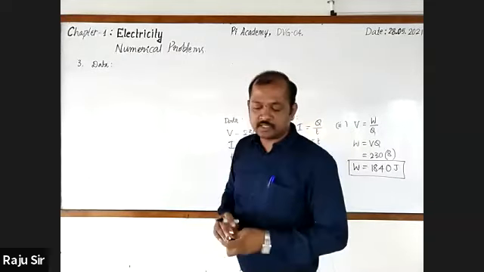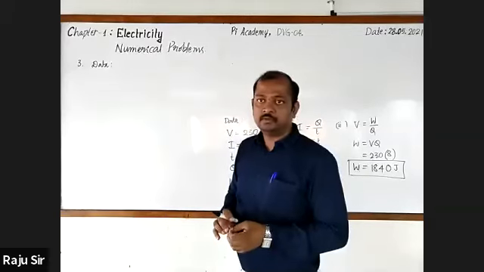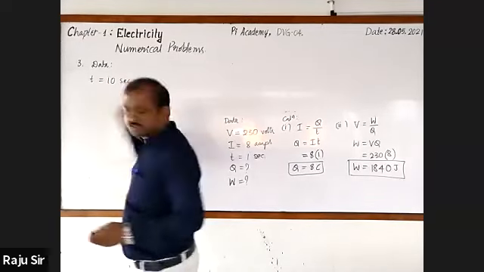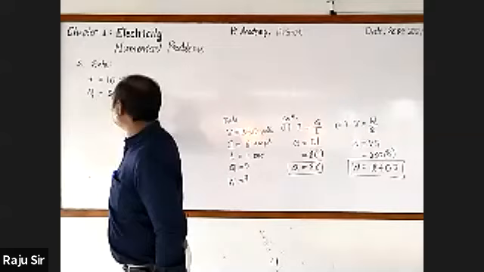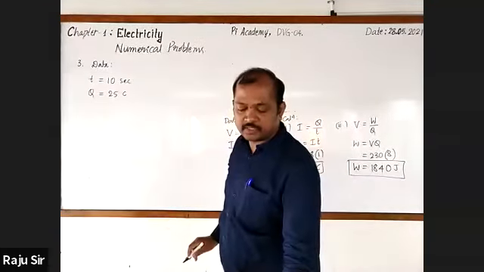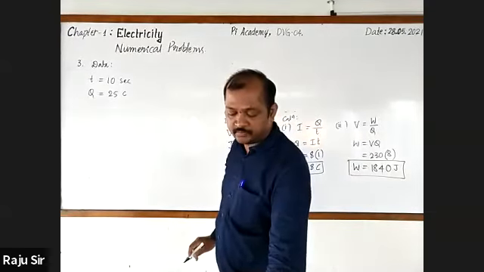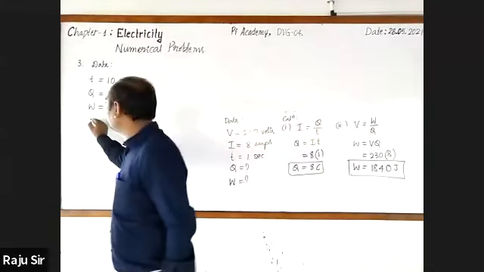In 10 seconds, a charge of 25 coulomb leaves a battery. What does 10 second indicate? Time, so T is equal to 10 seconds. A charge of 25 coulomb, Q is equal to 25 coulomb, leaves a battery, and 200 joule of energy is delivered. That is work done, W is equal to 200 joules. Then find the potential difference across the battery, that is voltage. Also find the current that flows from the battery, I.